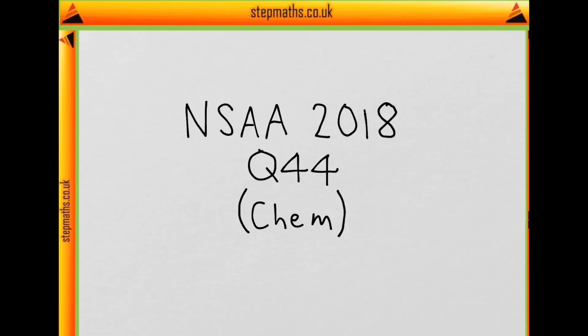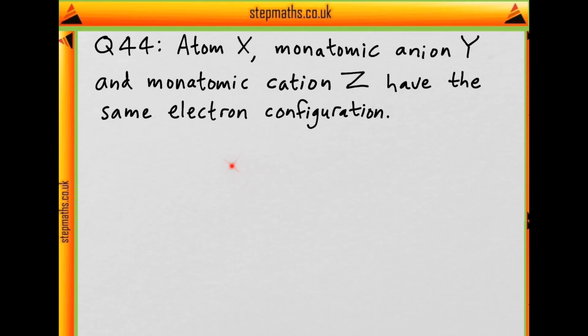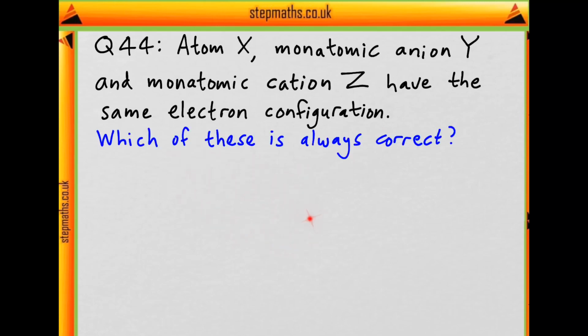This is question 44 on chemistry from the 2018 NSAA. So the question tells you that you have an atom X, a monatomic anion Y, and a monatomic cation Z, which all have the same electron configuration. Then it asks you which of these statements is always correct.